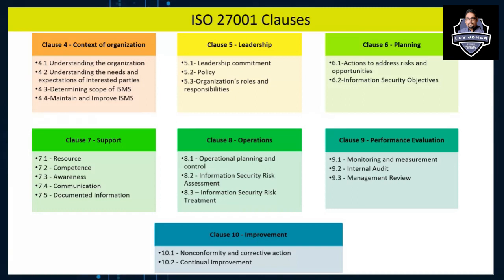Then you have clause 7 under support. In support, you have to make sure that you have proper resources for ISMS implementation. They should have proper competency. If they do not have it, then ISMS implementation might not work. Then you have to make sure that users and all the stakeholders are aware of the ISMS implementation, there are proper communication channels in place, and all the information is documented.